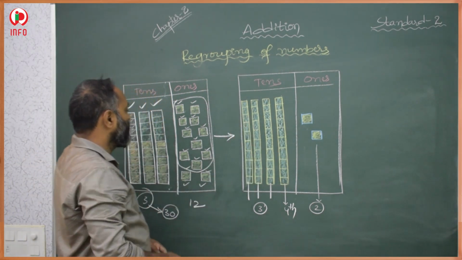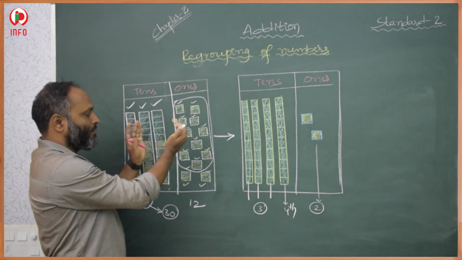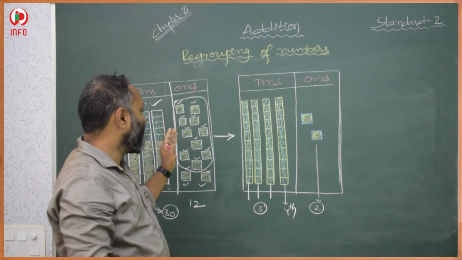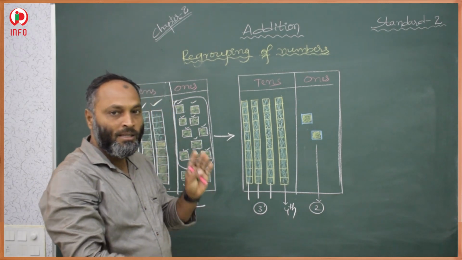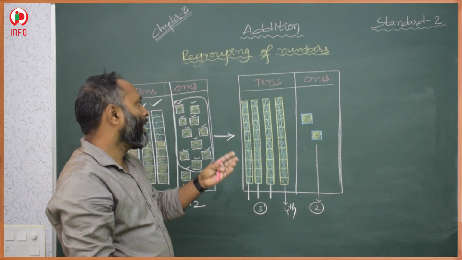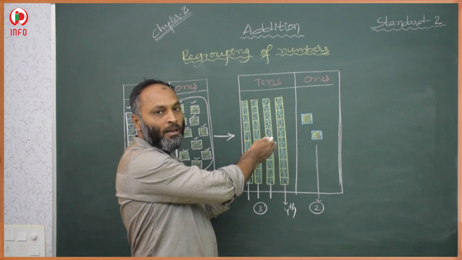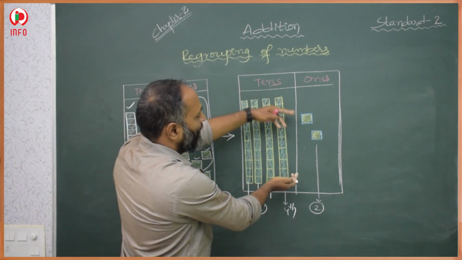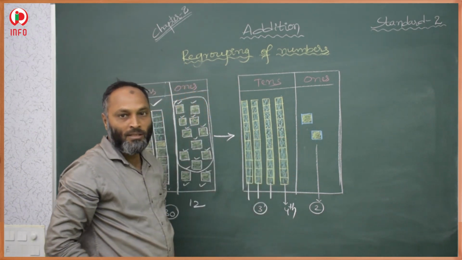What is the sum? So this is the addend, this is also an addend. The second addend in ones place, total 12 small blocks were there. So we regroup, and that converts into a tens block. After regrouping these 10 blocks into tens place, we are getting here 2 ones.